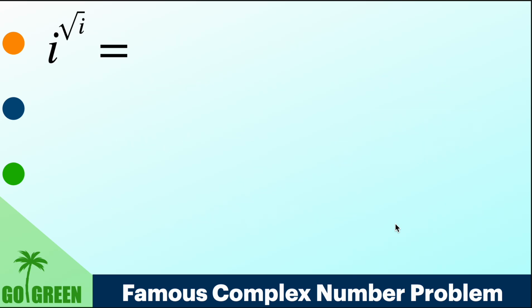Then what is i to the power root i? So basically the i to the power root i value is, with root i equal to cos pi by 4 plus i sin pi by 4.